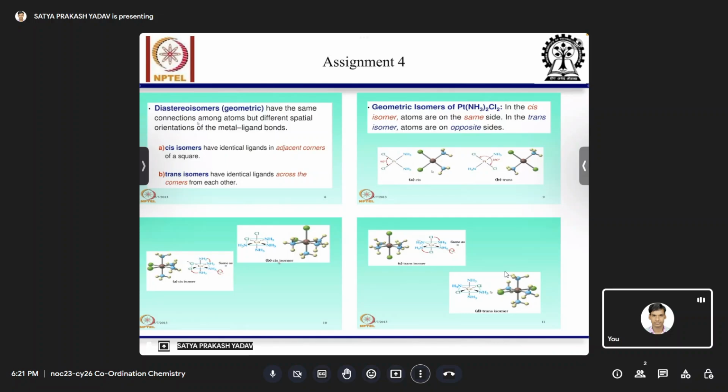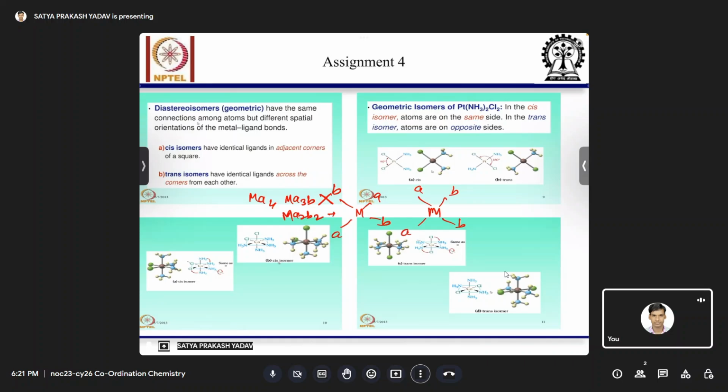So now, suppose we take one by one. I will take MA4, MA3B. For these types, this cis-trans isomerism is not possible. Only MA2B2 is possible. Now there are two isomers. Whether A can be like this, this is called trans, or it can be cis to each other.